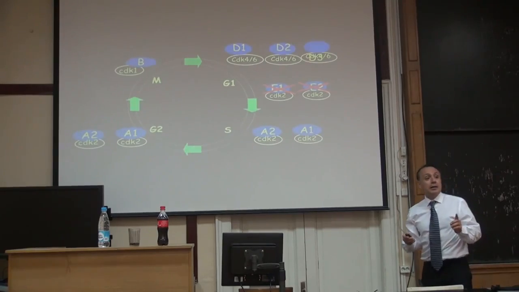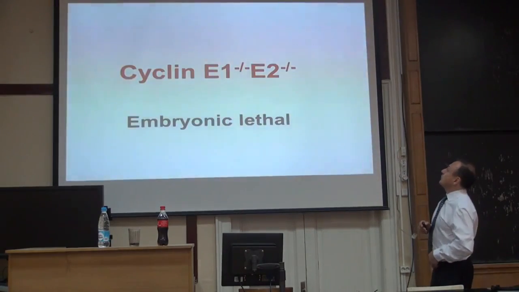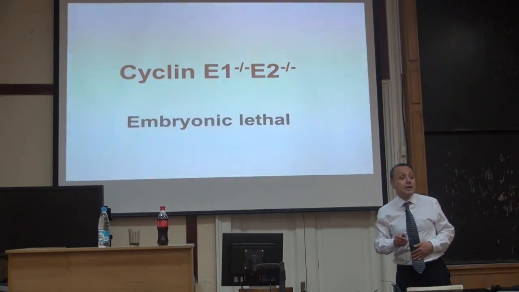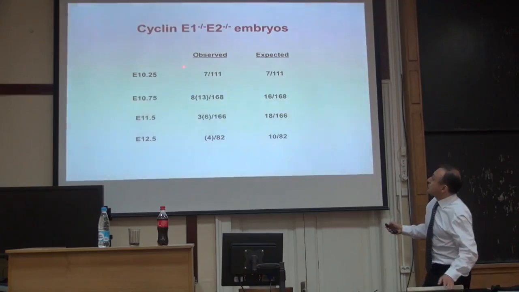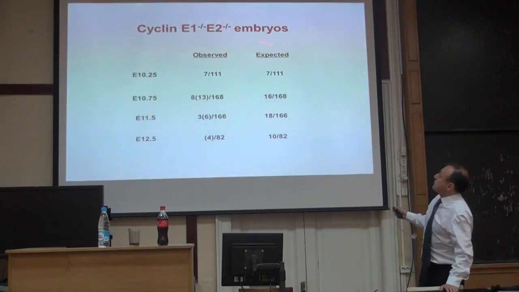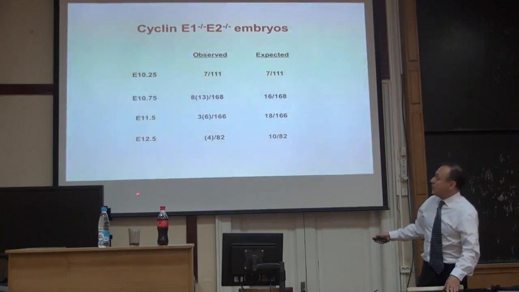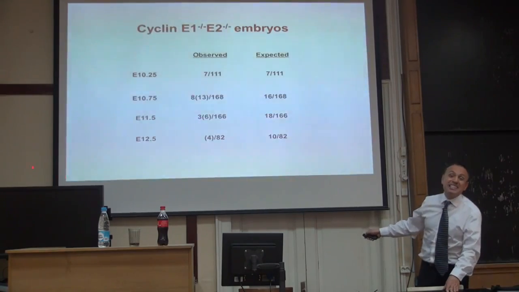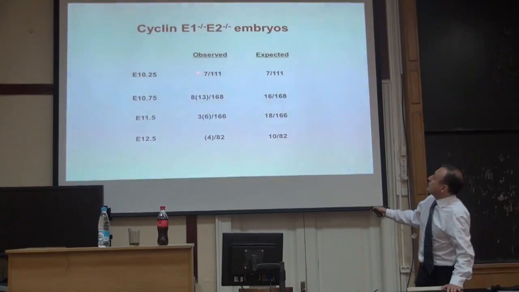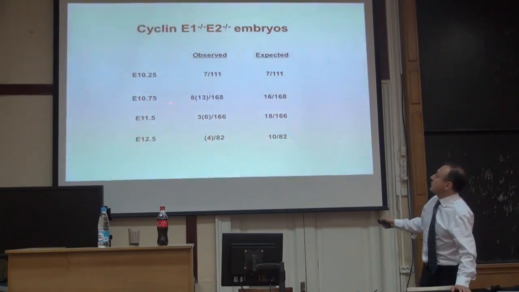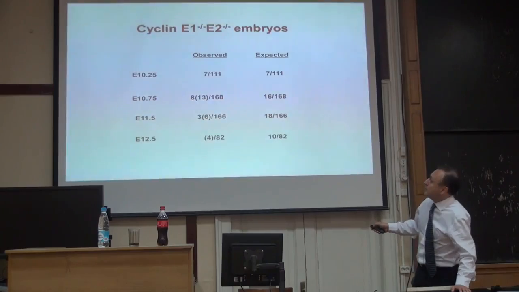And when we did this, it turns out that cyclin E1, E2 knockout mice are embryonic lethal. So they are dying in embryo development, and this is actually a table of how we do it. We sacrifice the pregnant mother at day 10.25. The gestation is 19 days. At 10.25 we observe 7 double knockout embryos, and 7 are expected. So it's exactly as you would expect from the Mendelian ratio.